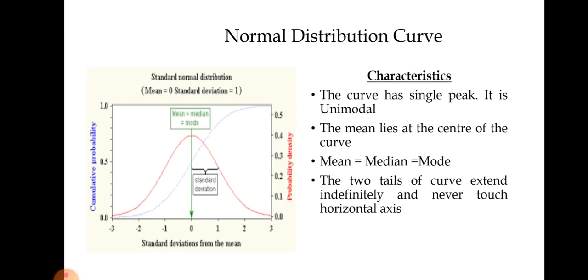Next is the normal distribution curve. Whenever we collect some data, what is the primary assumption? That the data should be normally distributed, or we can say it must follow a normal distribution curve, or bell-shaped curve. So what are the characteristics of a normal distribution curve? The curve has a single peak. It is unimodal. The mean lies at the center of the curve. The values of mean, median and mode must be equal and they lie at the center of the curve. The two tails of the curve extend indefinitely and they don't touch the horizontal axis. These are some characteristics of the normal distribution curve.